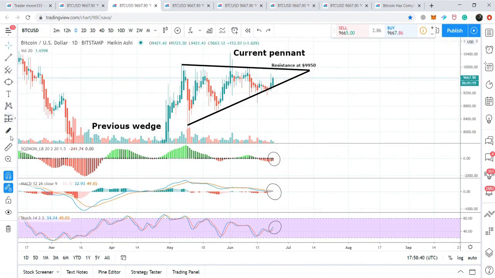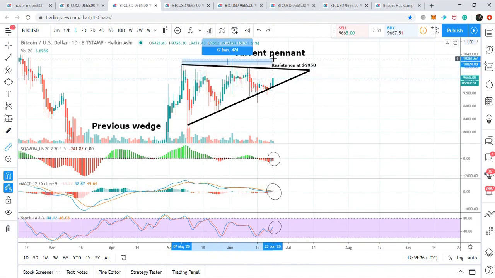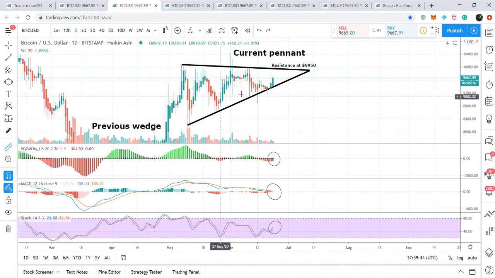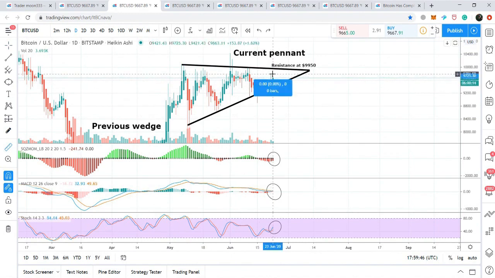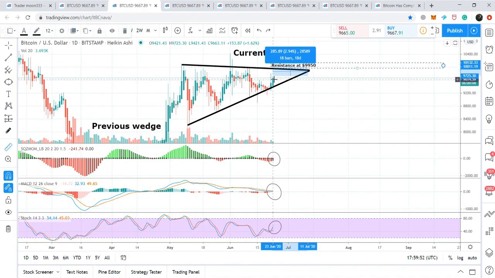If I place this measurement tool from this candlestick, when the price action entered this pennant, up to the current candlestick, then we can see that almost 47 days have passed since the price action entered this pennant. And if I place this measurement tool again from the current candlestick up to the end of this pennant, then we can see that the price action has the potential to move within this pennant for the next 18 days.